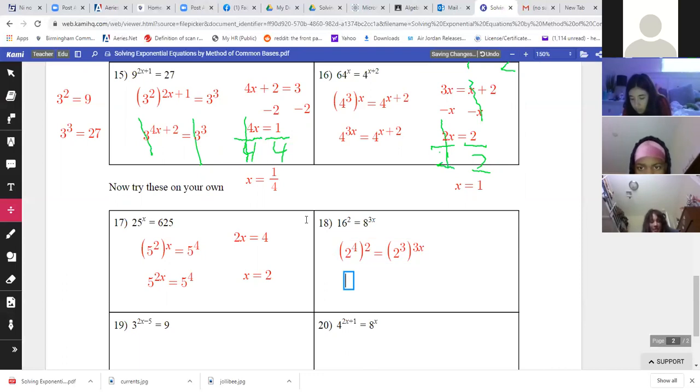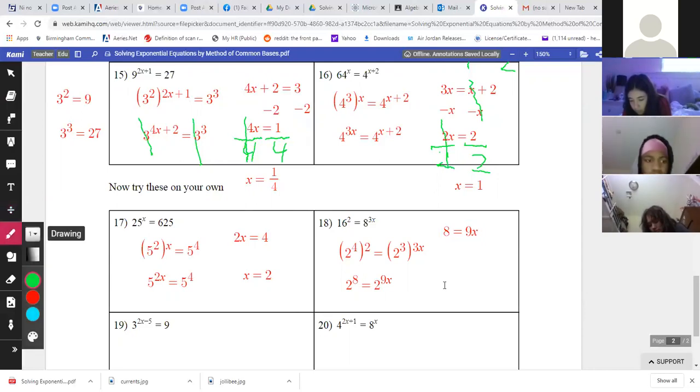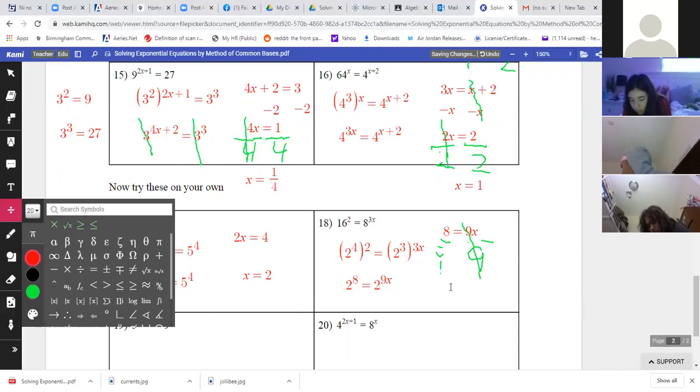And now, if I multiply the exponents, this is just 2 to the 8 is equal to 2 to the 9x. So once the bases are the same, we are going to put 8 is equal to 9x. And then from here, it just becomes a simple math equation. I divide both sides by 9. That cancels. And so my final answer here is just x is equal to 8 over 9.